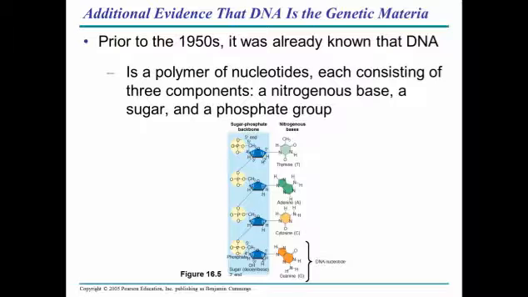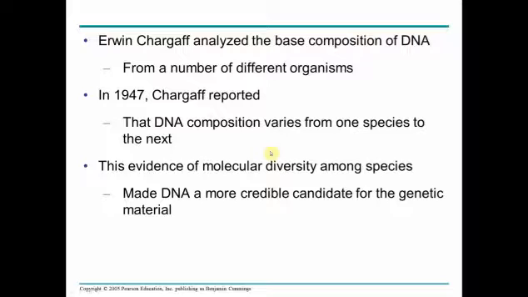Prior to the 1950s, we already knew sort of a basic structure of DNA, or let's say the things that were involved, that being a nitrogenous base, a sugar, and a phosphate group. So here you see a nitrogenous base. This happens to be thymine, or T. Here's the sugar. It's a 5-carbon sugar, and here's the phosphate group, PO4. So additional evidence that DNA was genetic material was from Chargaff, who analyzed DNA and basically determined across different species that DNA composition varies, and thus, again, that diversity enables lots of things to be different, making it a credible candidate.